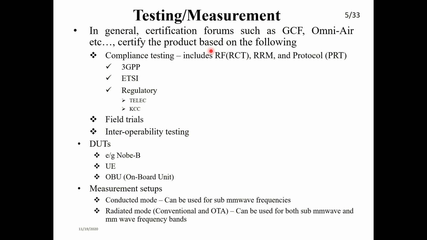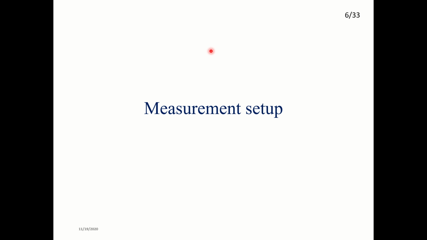It will also be too lossy, so you have to use a power amplifier design too. The cost goes up very rapidly, and testing labs will not prefer those things. That's why conducted mode is done only for sub-millimeter wave, and radiated mode is used for millimeter wave and also for sub-millimeter wave. For the measurement setup, first we will see conducted measurements.